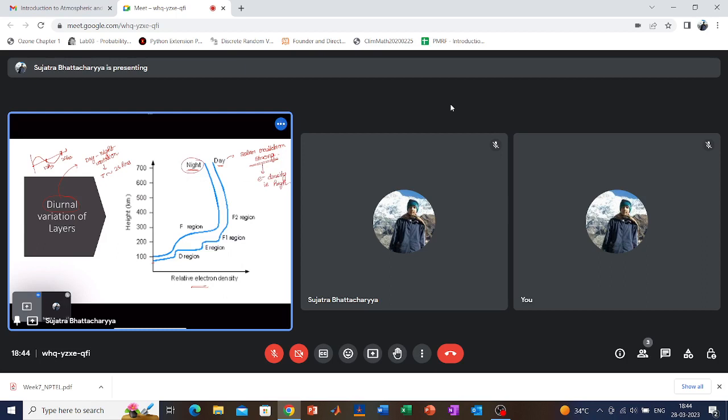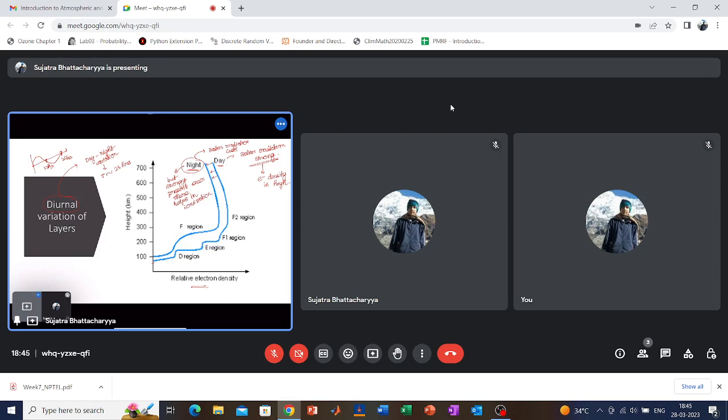But in the night time the solar radiation cuts off, but whatever energy is present over there helps in ionization. Now of course it will not be very high as compared to the daytime where the solar radiation is there. Therefore there is a rapid shift from day to the night time, you can see.